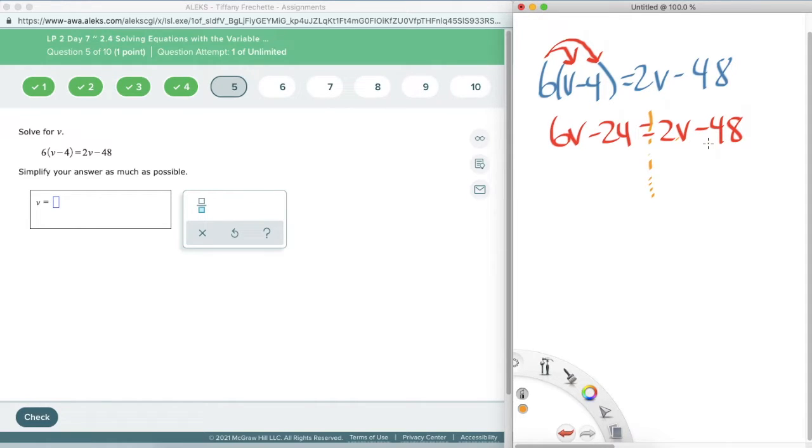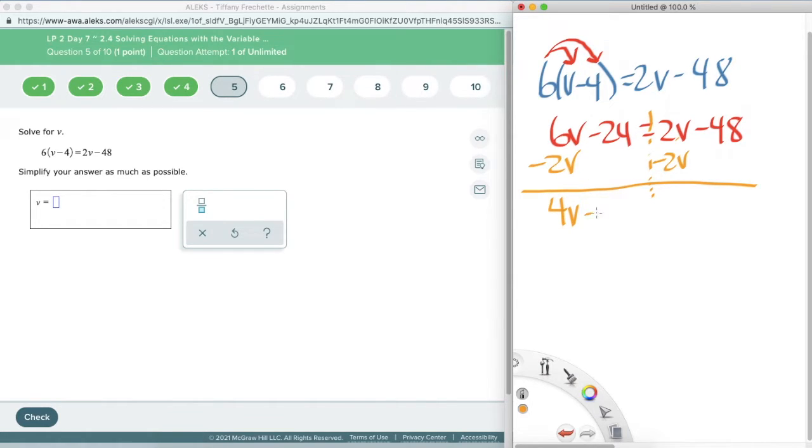But it doesn't matter which one you move first. I tend to bring the variables together first. That's always my first move. And I try to move them in a way where I get a positive when I move it, if I can. It's not always possible, but sometimes you can do that. So if I have positive 6v and positive 2v, and I need to subtract one of them, because they're both positive, I'm going to choose to subtract the 2v. Because that way I end up with a positive 4v, because 6v minus 2v gives me positive 4v.